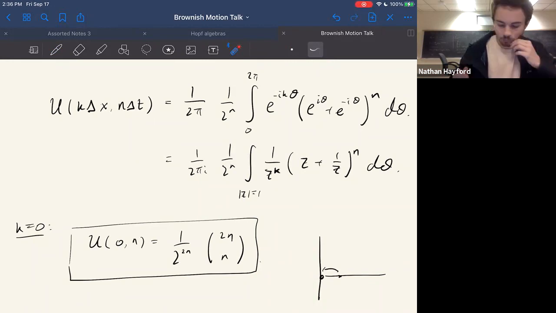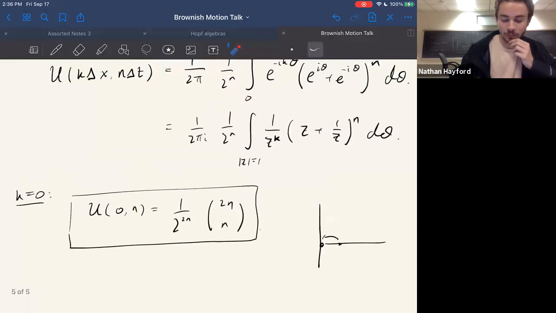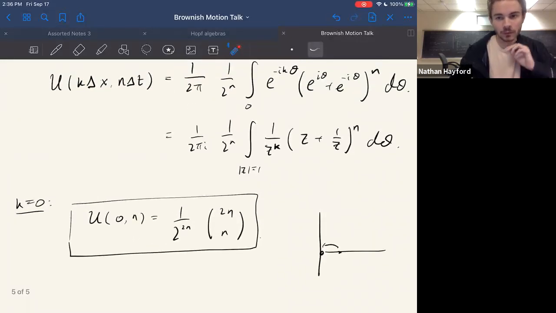So my point here, the thing to take away, is that it's just a useful way to compute the return probabilities that has only to do with Fourier analysis. You don't have to know much about combinatorics. You just have to be a little bit clever with your functional analysis tricks.